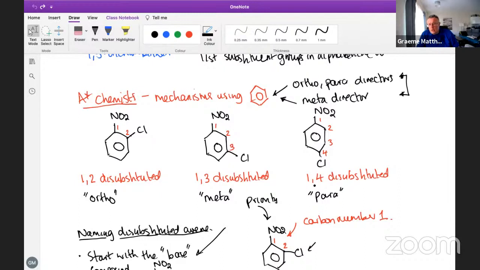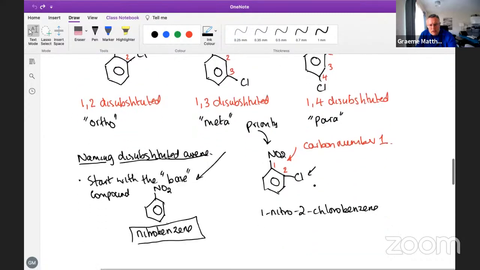Now, next week, I'll talk about ortho-meta-para directors and how they affect the outcome of a reaction. So if I come down to here, take a look. If I wanted to name a disubstituted arene, the first thing I'm going to do is start with my base. Recall I said methyl is one of the bases, like methylbenzene, and nitrobenzene is another one. The other one is benzene carboxylic acid. Again, I'll have to chat about this next time.